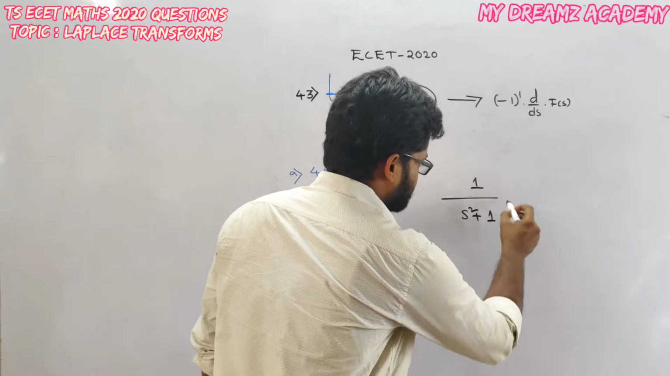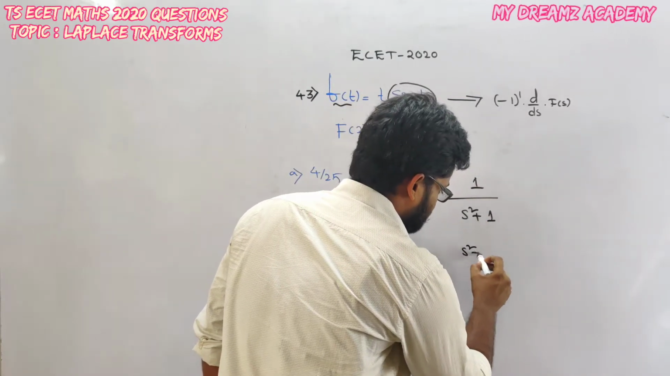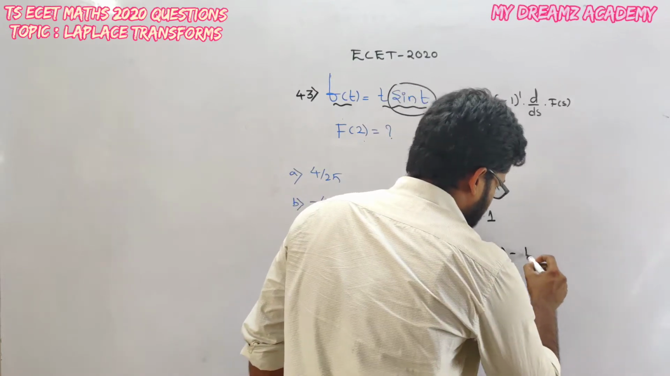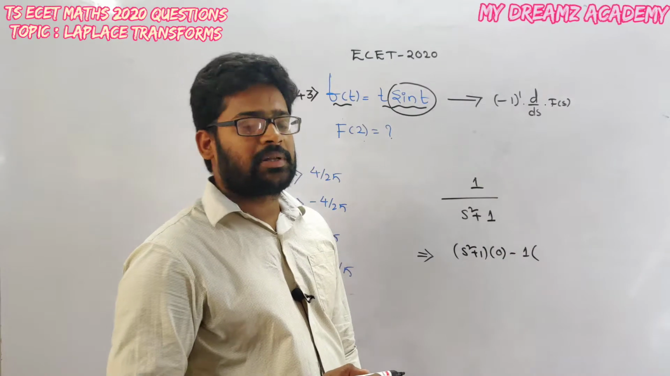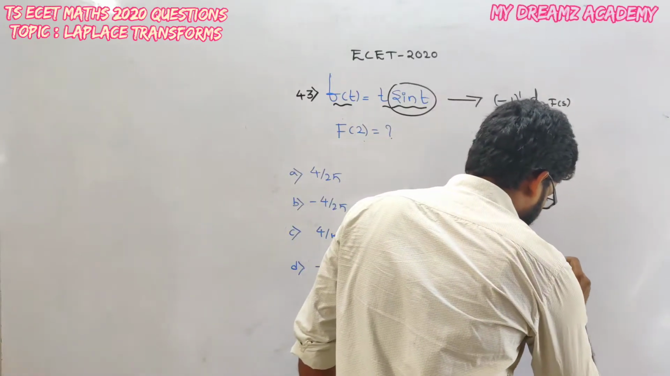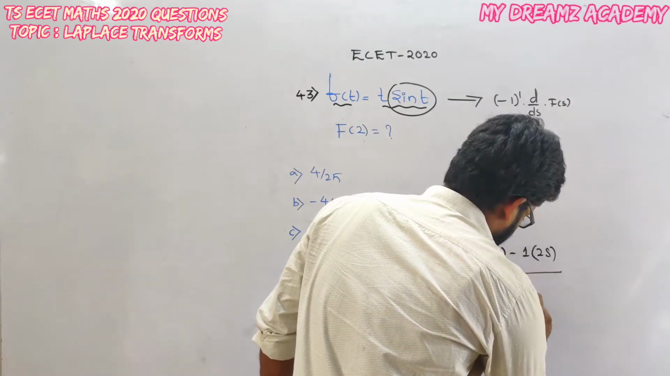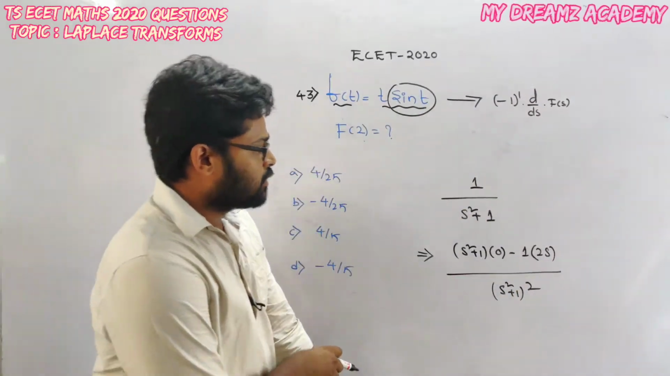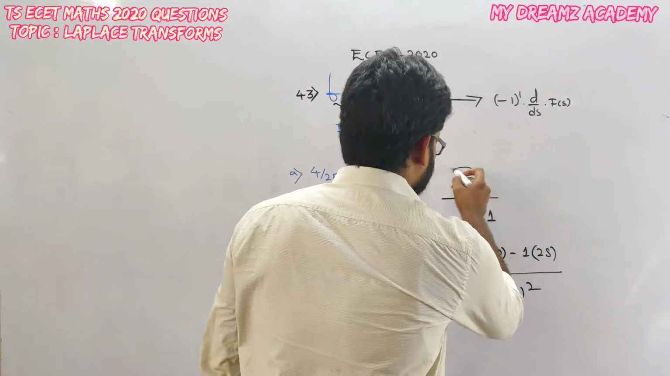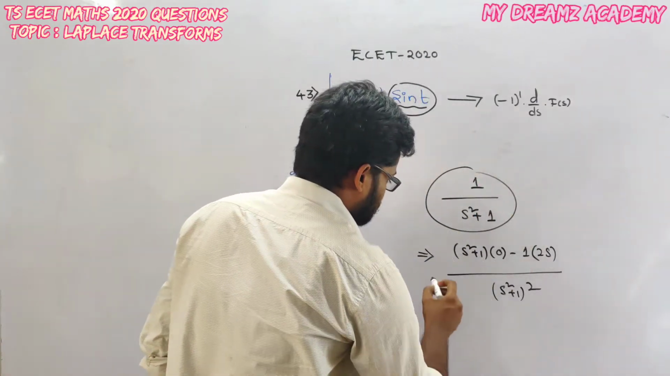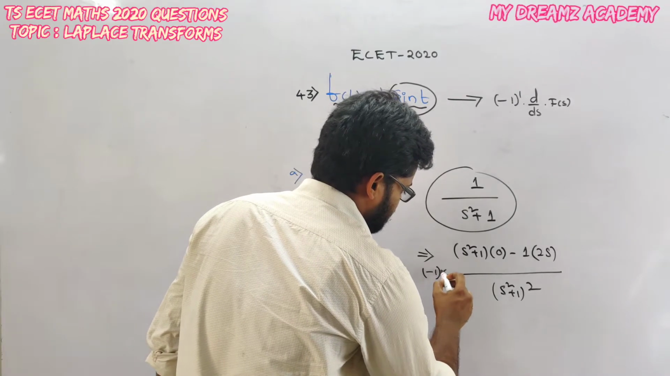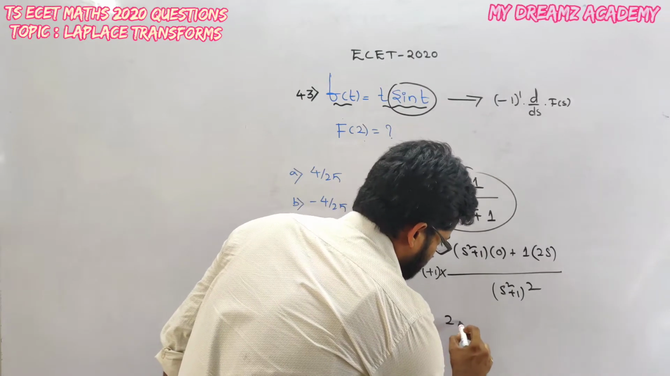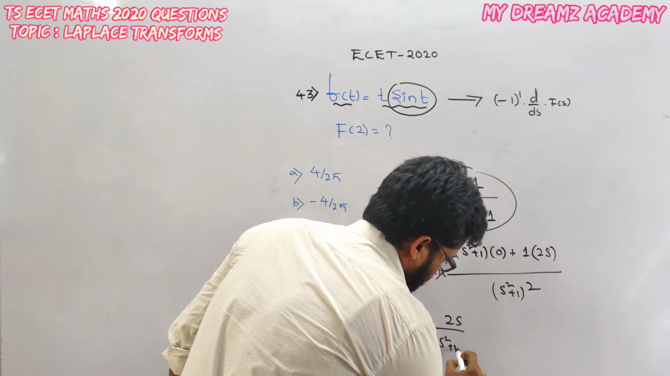The differentiation of this with respect to s: by the u by v method, s square plus 1 times the differentiation of 1, which is 0, minus 1 into the differentiation of s square plus 1, that is 2s, divided by s square plus 1 whole square. Then we multiply with minus 1, and minus 1 becomes plus. So the total is 2s divided by s square plus 1 whole square.